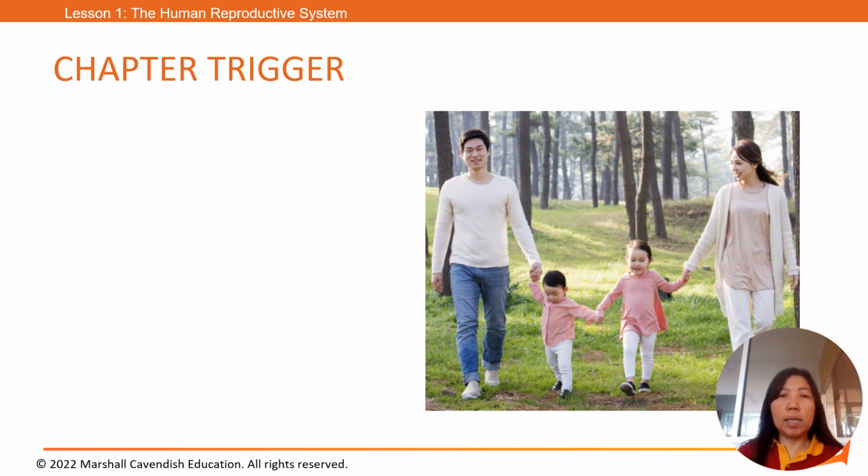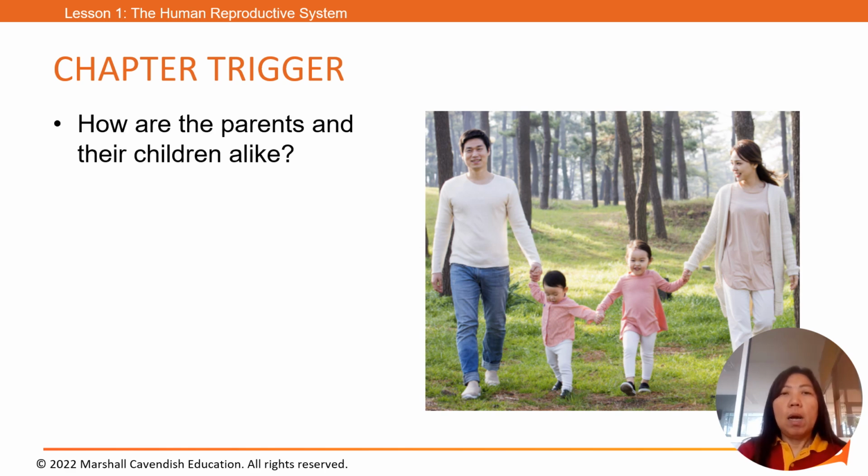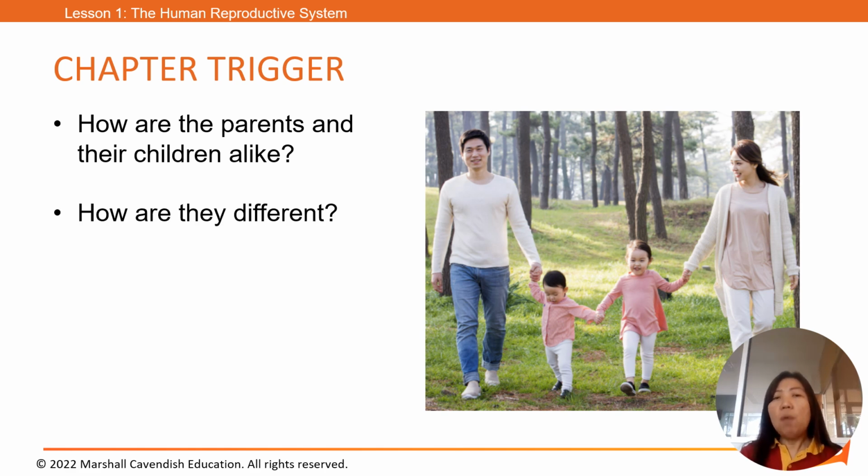Hi everyone, now let's start this chapter with a quick question. How are the parents and their children alike? Now you can say that they may be alike or different in their skin color, height, weight, hair color, eye color, and other body features. Now the next question. How are they different? How are the male and female members different?